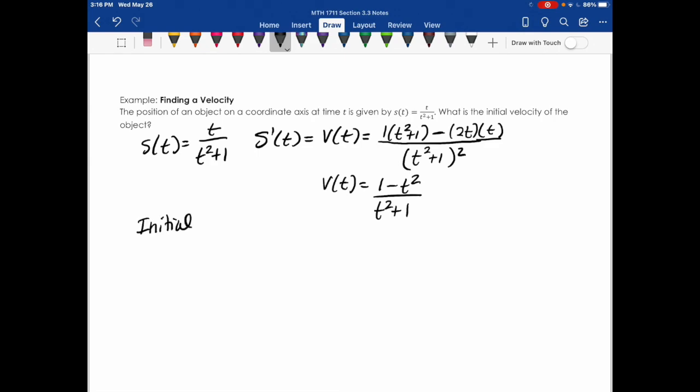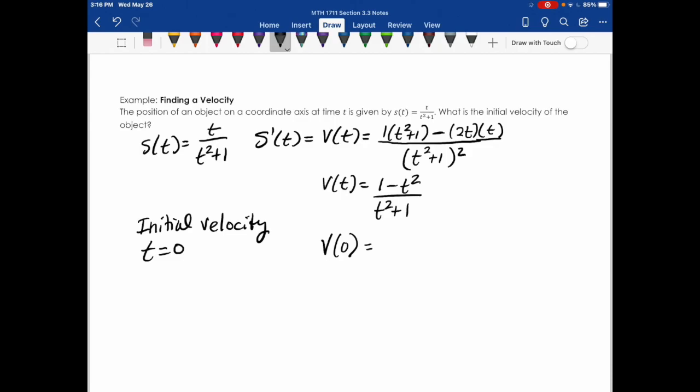But it's asking for the initial velocity. So that means when this object starts to move. So at the instant that it starts to move. So that would be at t equals 0. So it would be 0 minutes or 0 hours or 0 seconds, however the units are measured.